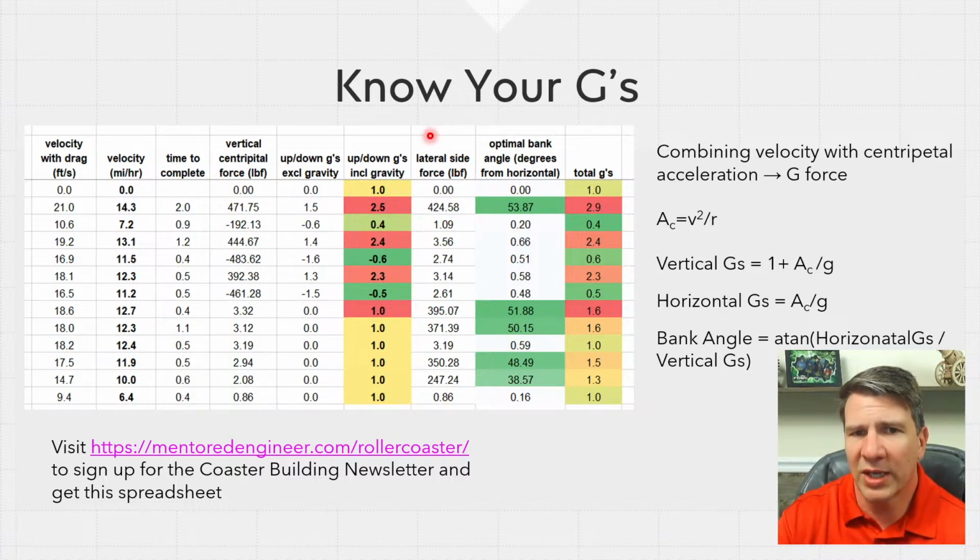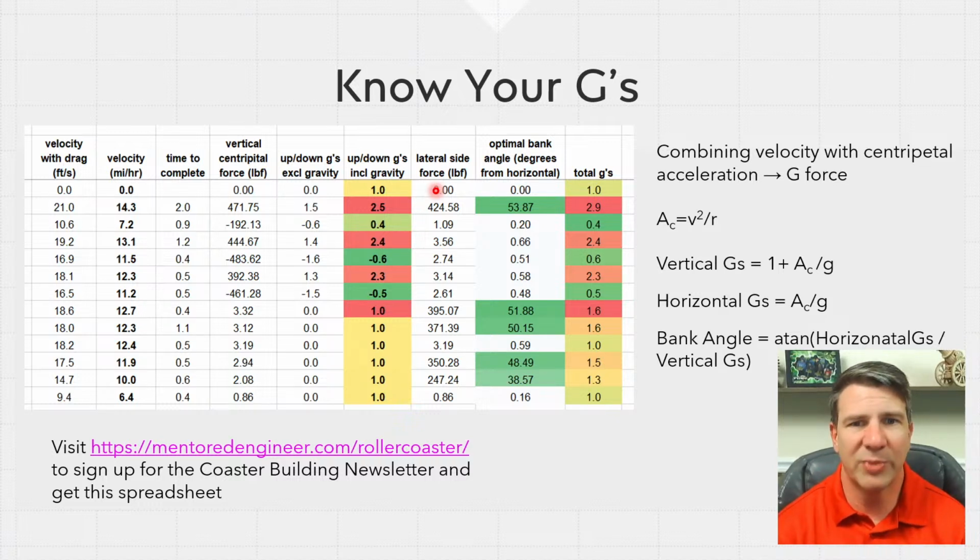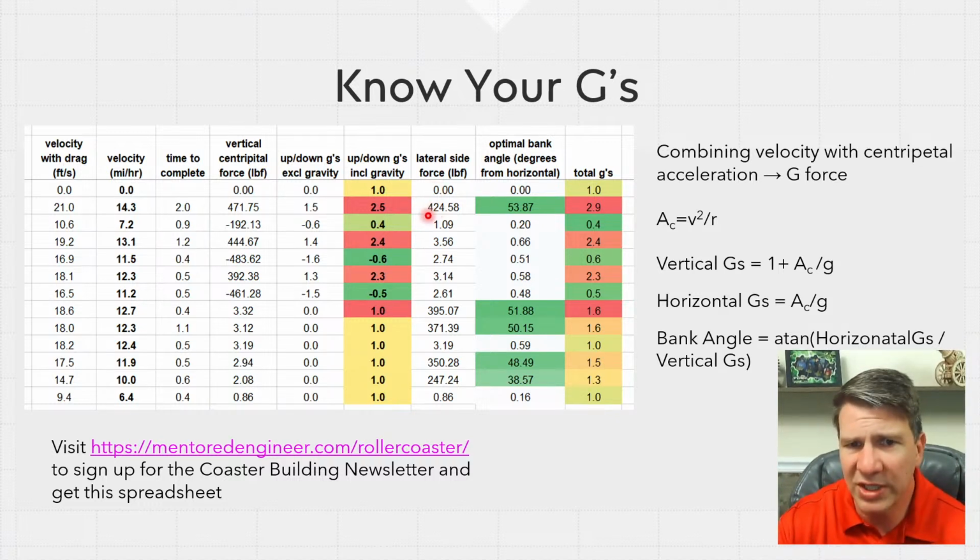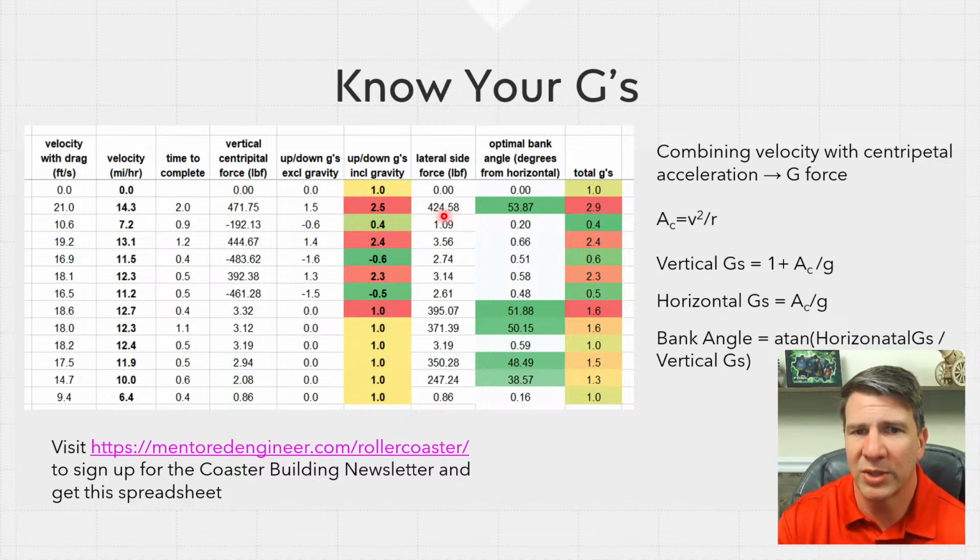We also want to calculate our lateral G-forces. So when we're going around a curve, how much G-force are we experiencing? You can see here at the bottom of our turn, that's the most we got, and that's 424 pounds with the maximally loaded cart.